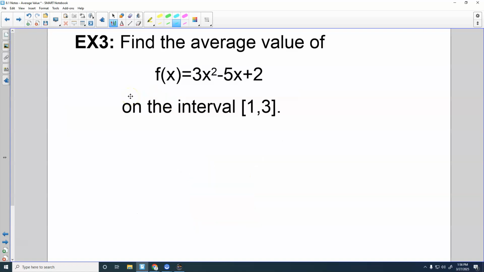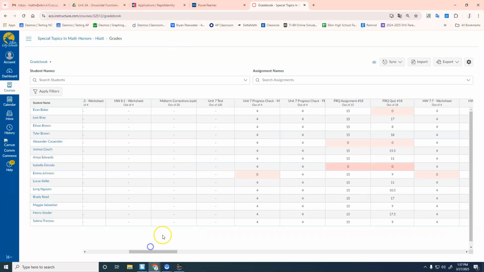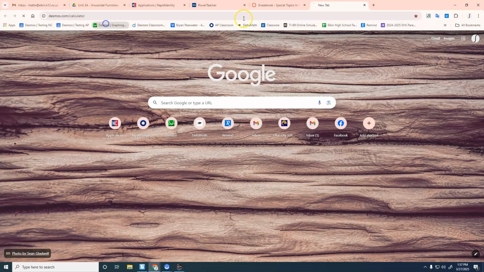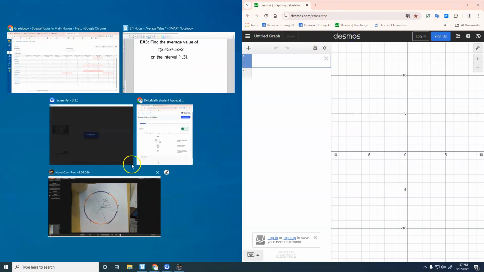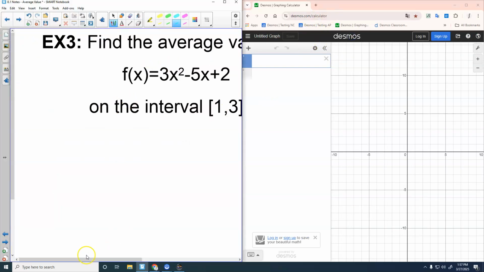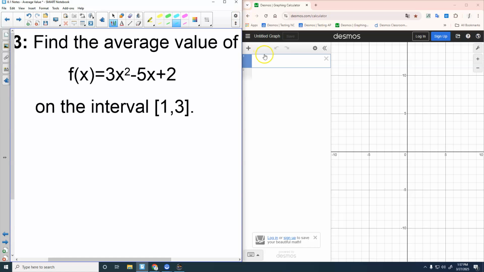Actually, before we look at some different ways that this gets applied, let's look at one that's just a straight naked problem with no context whatsoever. It says find the average value of f of x equals 3x squared minus 5x plus 2 on the interval from 1 to 3. Now I am going to graph this on Desmos so that we can relate this to the other things that we have been doing, but this would not be a calculator active problem, so you wouldn't be able to just graph it on Desmos.